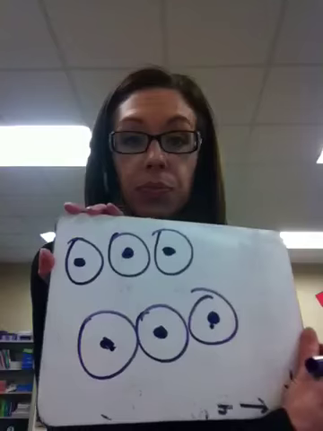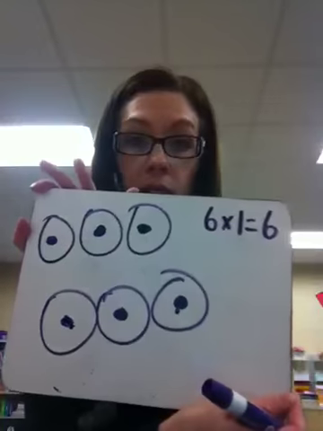Well, simple. We can count. 1, 2, 3, 4, 5, 6. 6 apples, right? So, I also wanted you to draw or write your multiplication problem, and that was 6 times 1, 6 groups with 1 in each group, and your answer is 6.